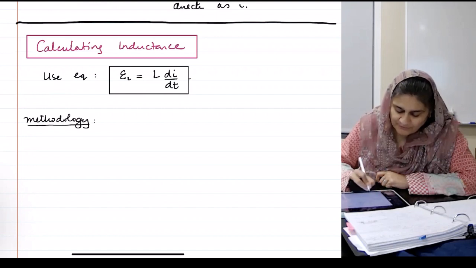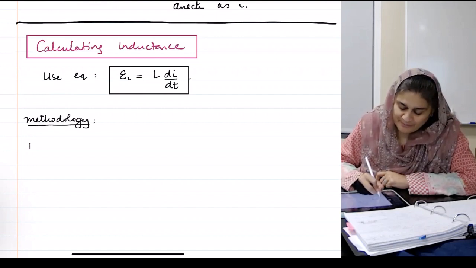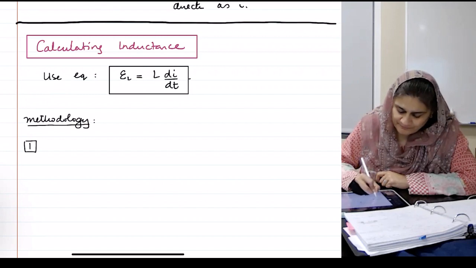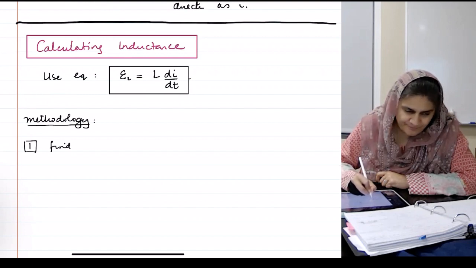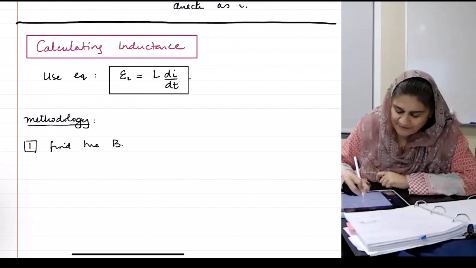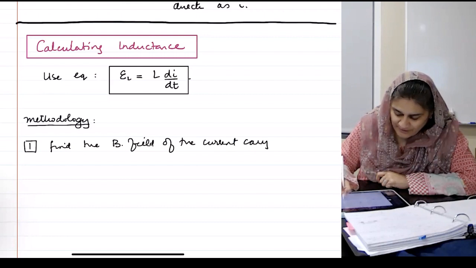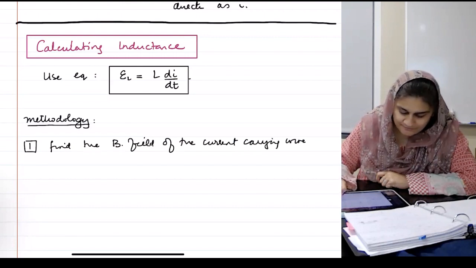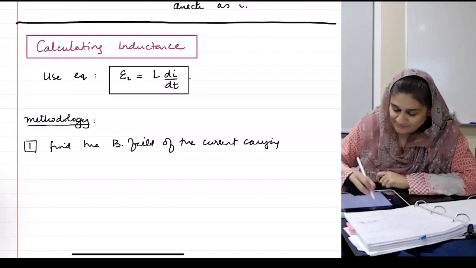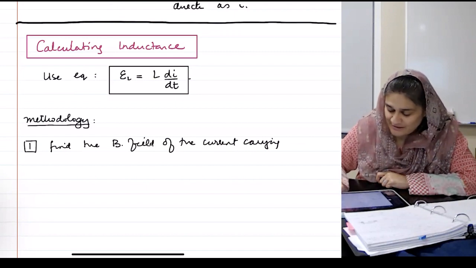that you're going to follow will be number one, find the B field of the current carrying wire, inductor, current carrying inductor.